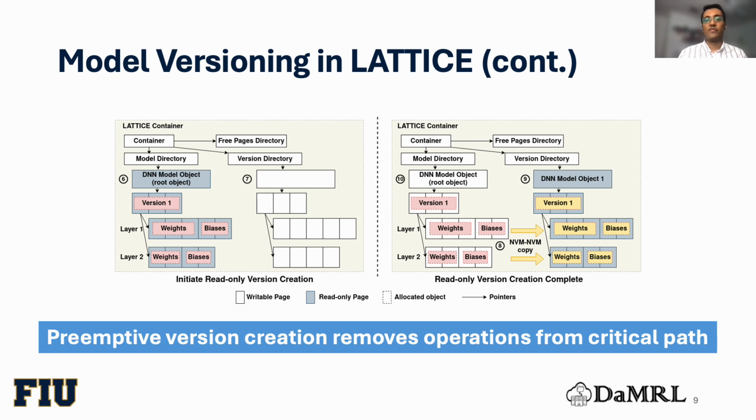In this preemptive version creation, we only move the updated memory pages since the last version to keep versions space efficient. And since the preemptive version creation happens at the NVM device level, which does not suffer from bandwidth bottlenecks of PCIe, we can parallelize the memory copy operations to reduce version creation latency, step 10. And this is the gist of how Lattice works and how it provides the benefits.